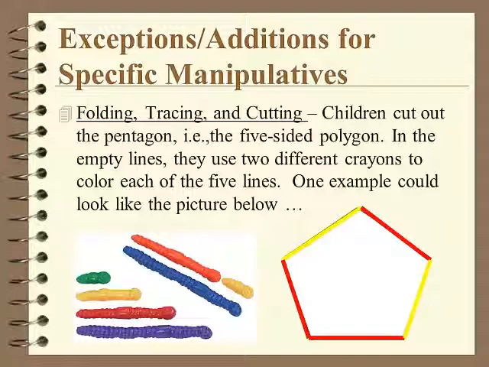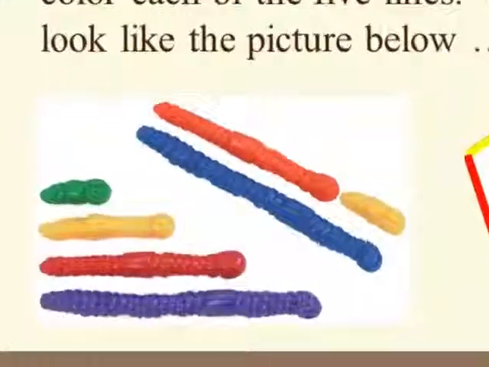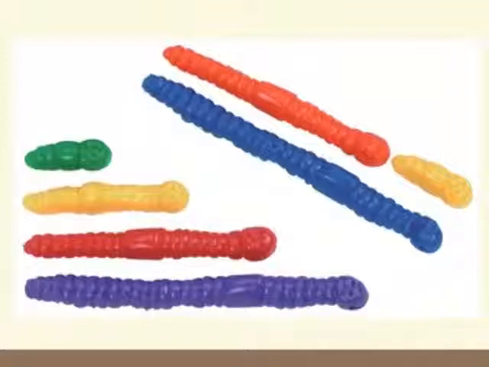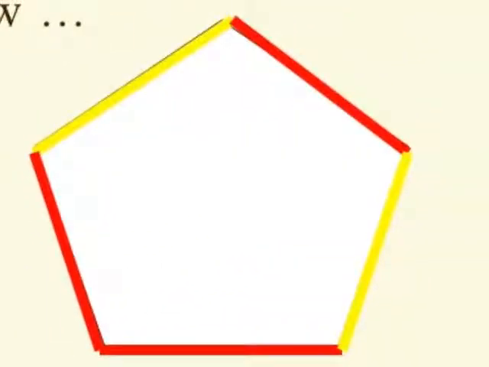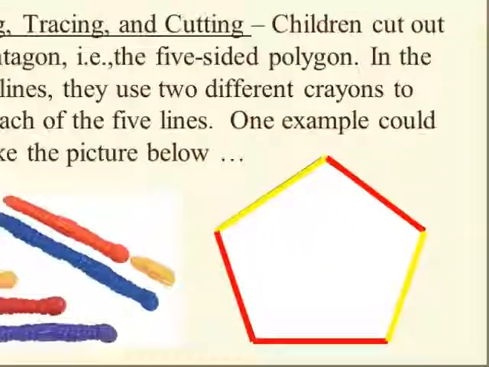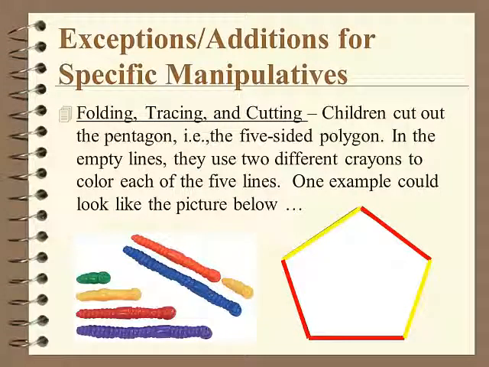Other art activity: using a pentagon with empty sides, which could be colored using 2 different crayons to color each of the 5 sides. Another activity using a booklet is presented in the following video.